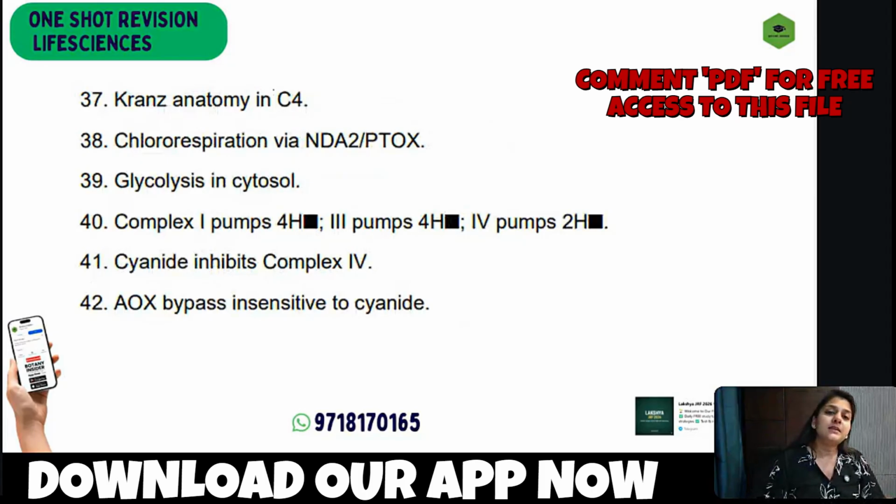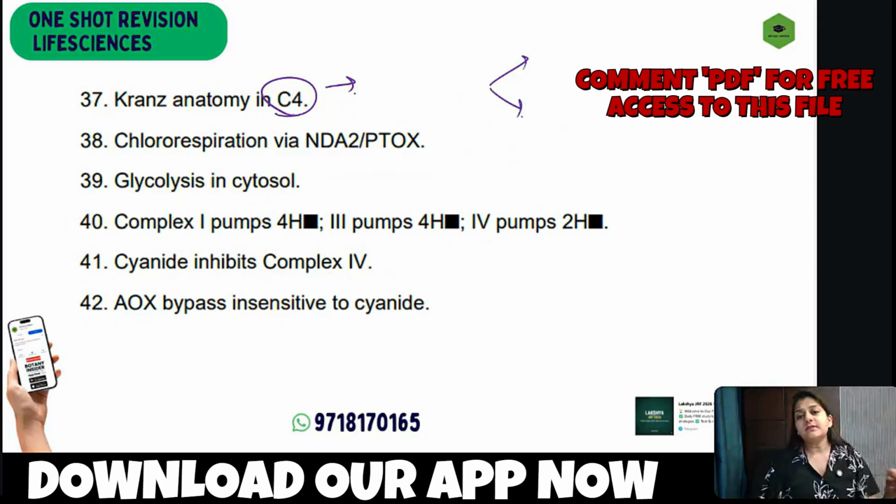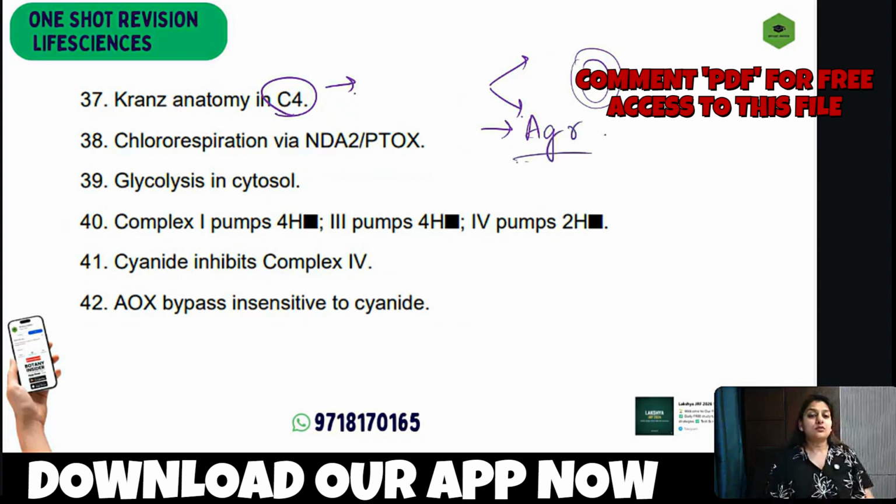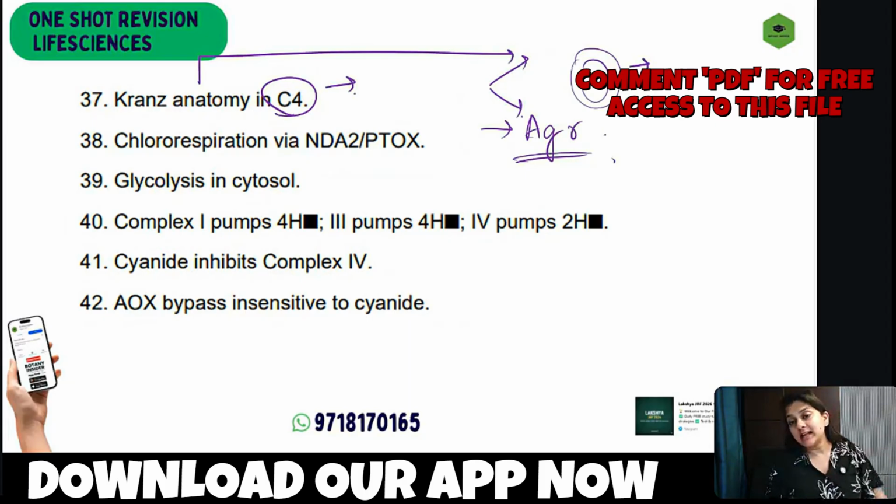Then Kranz anatomy is there in C4 plants. What is Kranz anatomy? There are 2 different things. The first thing is the arrangement of your bundle sheath cells and the mesophyll cells in a circular wreath-like structure, and the second is the presence of granal and agranal chloroplasts, right? Write down in detail which particular cell has granal chloroplast and which one has agranal chloroplast, and what is the reason for the same, what function gets imparted because of this.